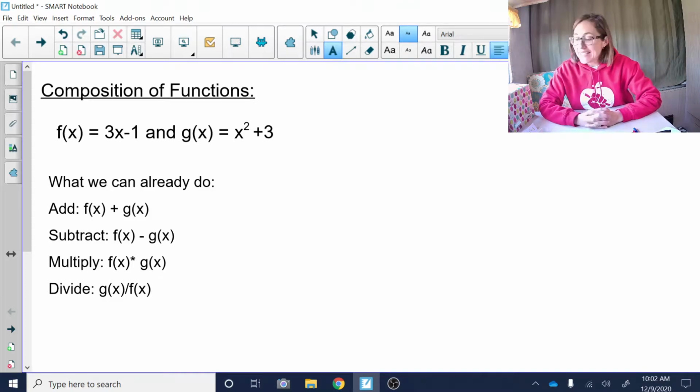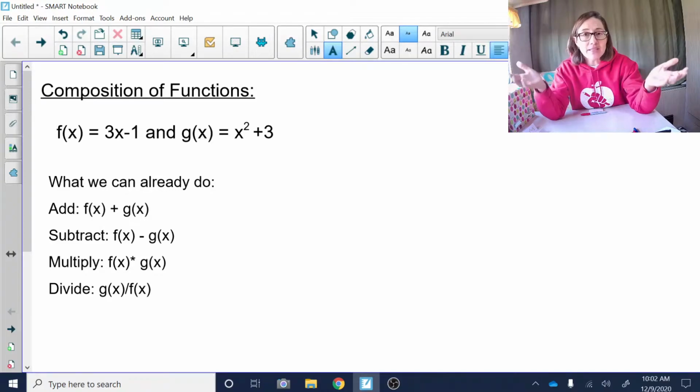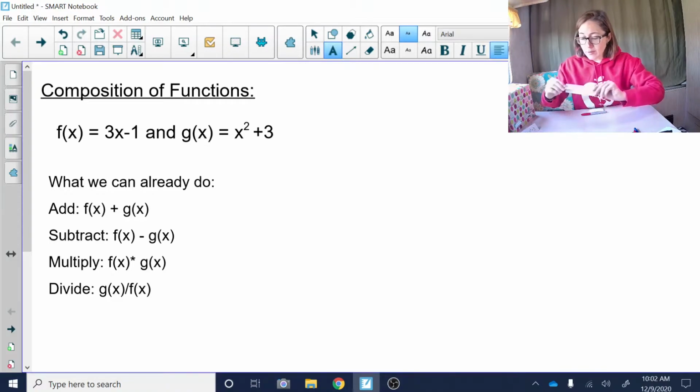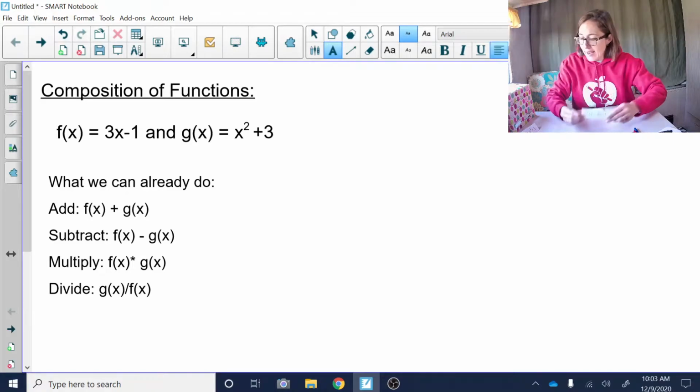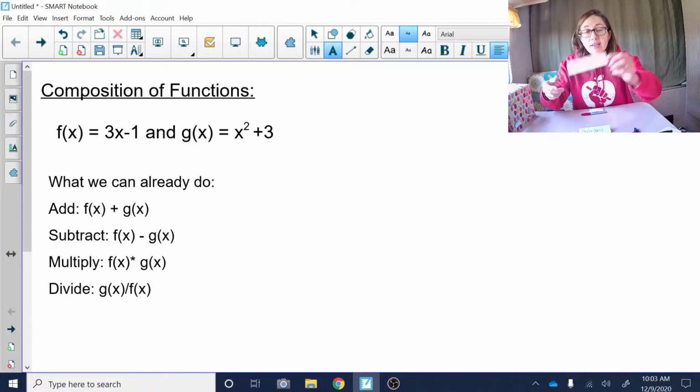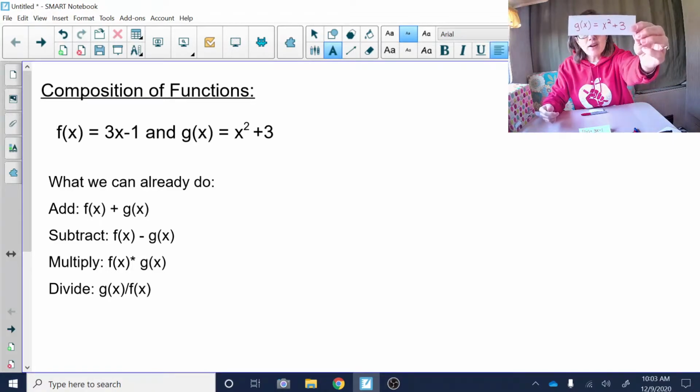Good morning. Today we are going to look at how we can put functions together. That's called composition of functions. You already know some ways to put functions together. You've been doing this. So for our example, we are going to use f of x equals 3x minus 1 and g of x equals x squared plus 3.